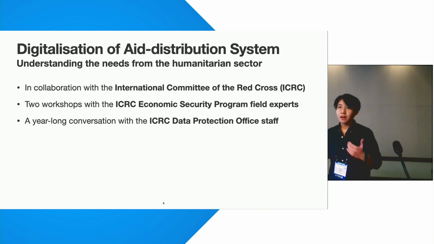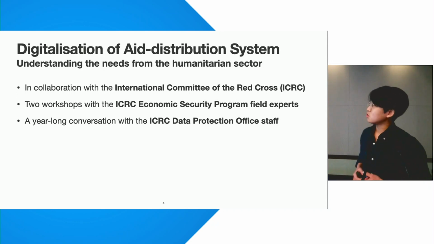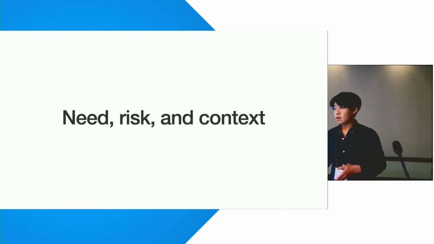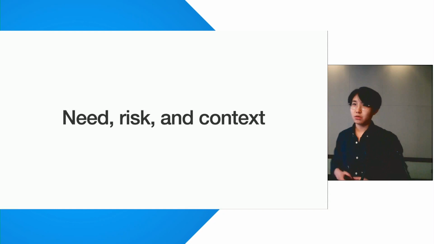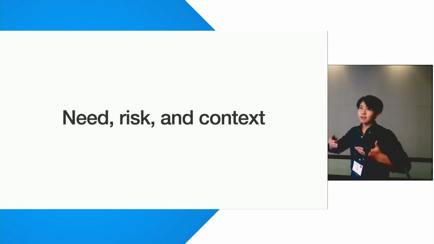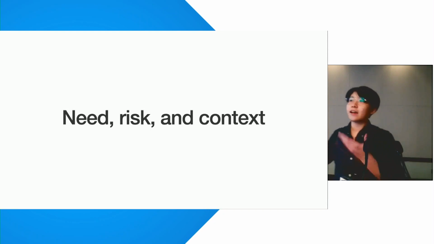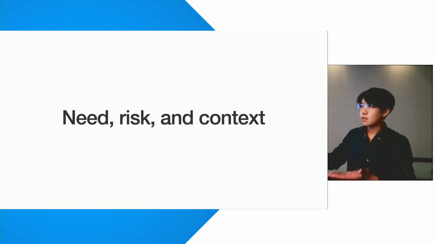This is why the ICRC came to us to digitalize their aid distribution system. We sat down with field experts from the ICRC Economic Security Program, as well as staff from the ICRC Data Protection Office. Through this year-long conversation, we understood the need, the risk, and the context of this very specific scenario, humanitarian aid distribution. Because we do not want to design anything out of context and hence useless to them, we must first understand how they conduct aid distribution so that when we digitalize the system, we know what functionalities we need to preserve.